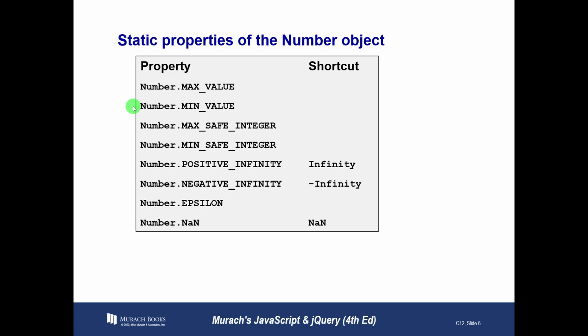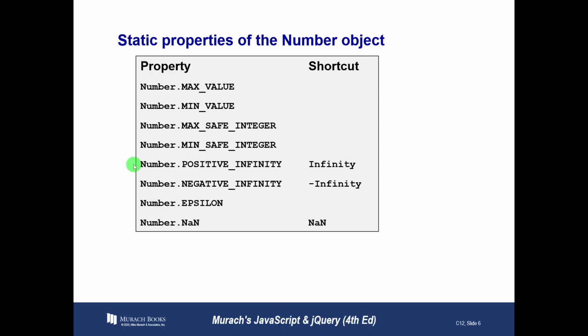Number.MIN_VALUE is the minimum value that JavaScript can use. There's also a maximum safe integer, the largest integer that can be stored accurately by JavaScript, and the minimum safe integer is likewise the smallest integer that can be stored accurately.